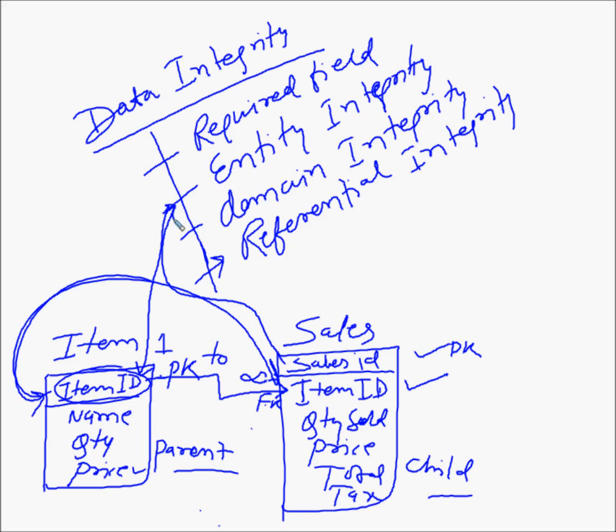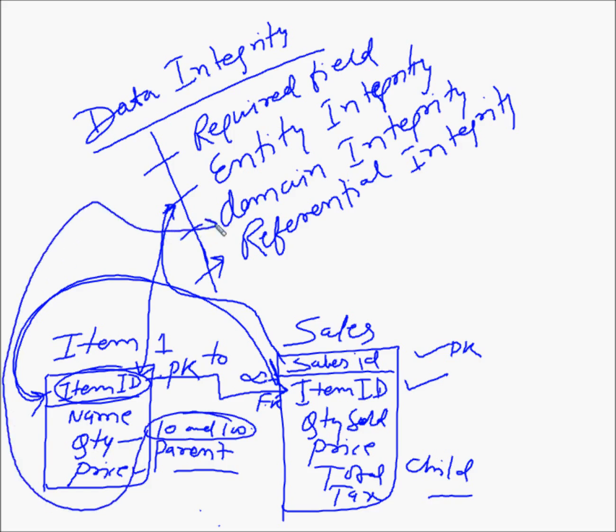Integrity is what? Like a business rule, or we can say it is a kind of constraint which is helping us to impose restrictions on the column. Okay. Now, if I say quantity should be between 10 and 100, it should not be below 10 or above 100. So we are setting a range here, right? So if I have a range, it means here we are applying domain integrity. So domain integrity means what? It is a range.